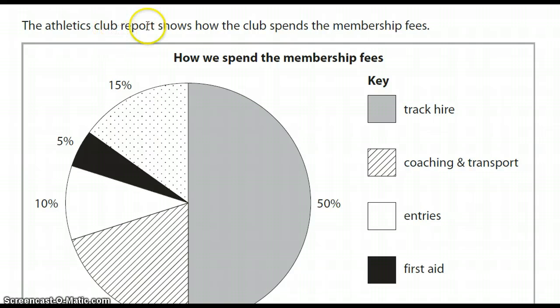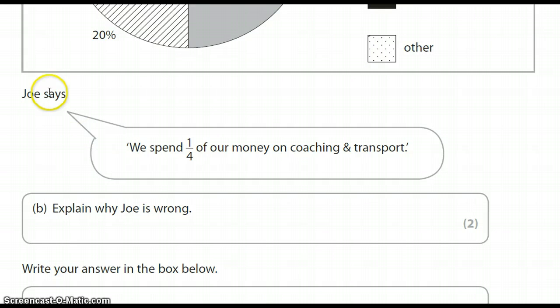The Athletics Club report shows how the club spends the membership fees. How we spent the membership fees. Key: track hire, coaching and transport, entries, first aid. Joe says we spend that amount of our money on coaching and transport. Explain why Joe is wrong. Write your answer in the box below. End of paper.